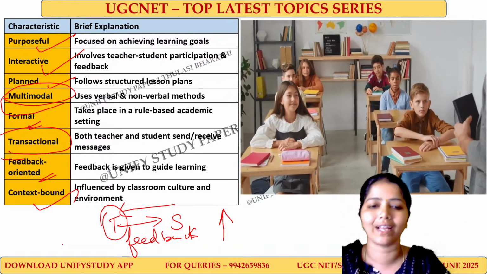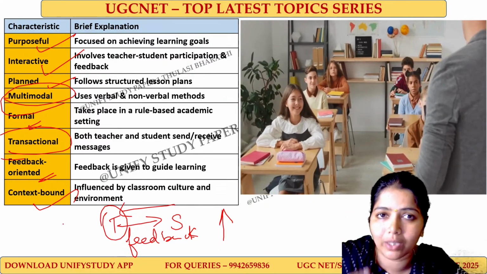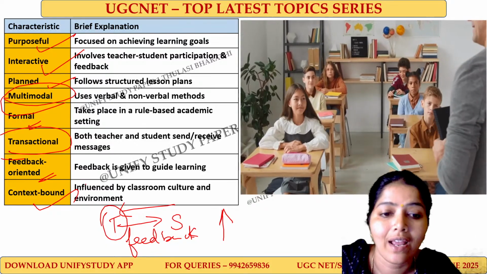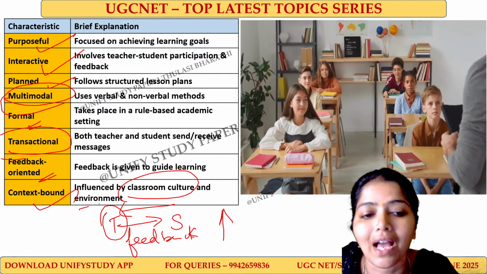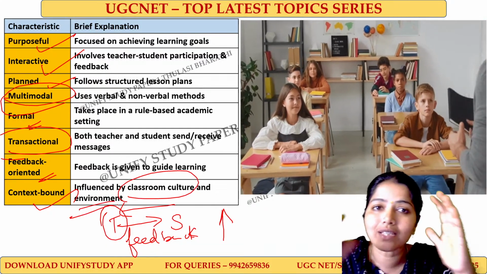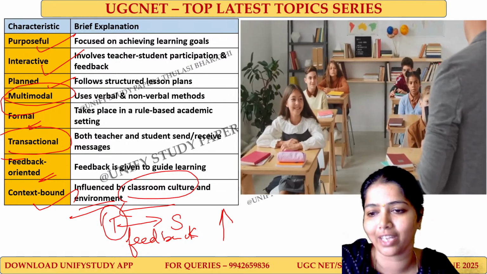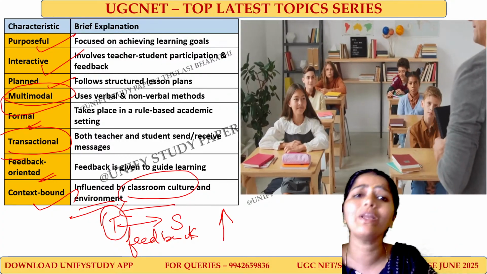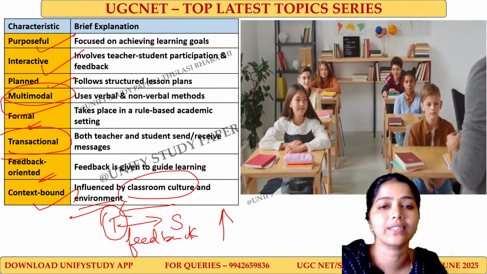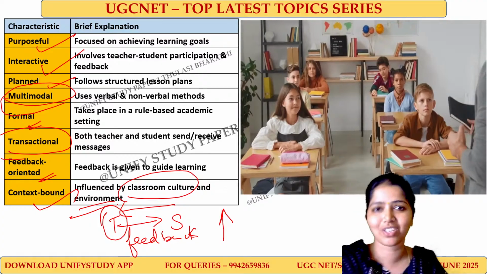What do you mean by context bound? See, whatever should be taught inside the classroom, that has to be taught over there. It is influenced by the classroom culture and the environment. So these are the important characteristics of a classroom communication. Clear? Now we'll get into the most important questions asked in the previous years from this classroom communication.